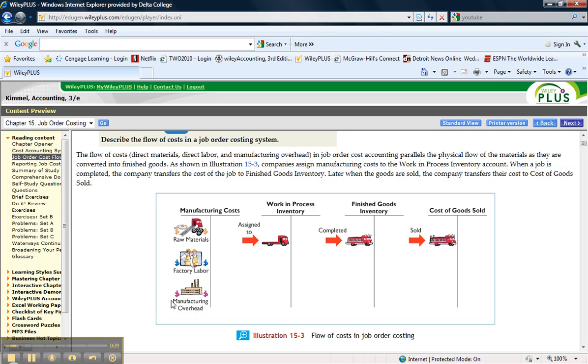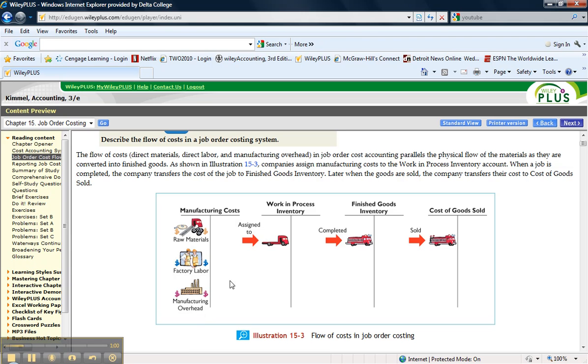All right, overall, for all of the jobs you're doing. And then there's a process of moving those costs that we have to go through before a company can really figure out what total costs are assigned to each job.